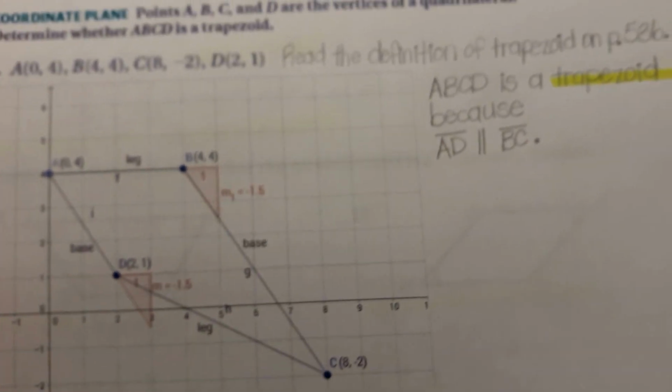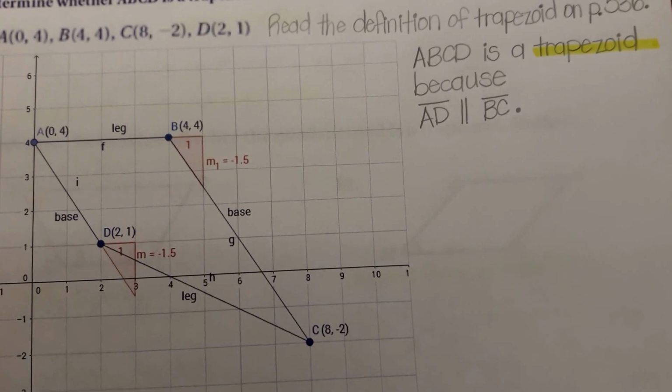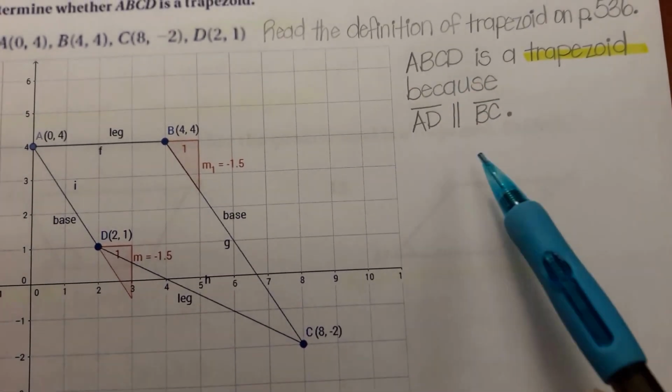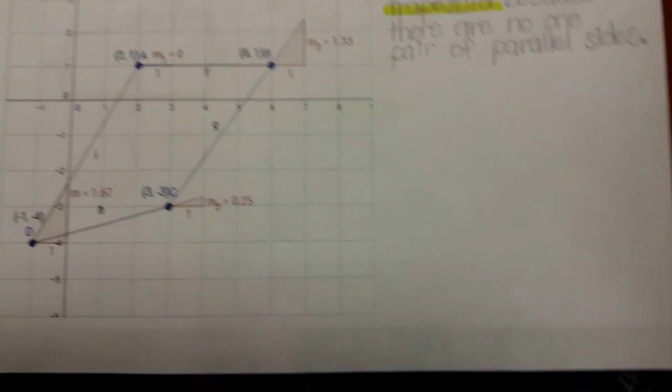So since I have exactly one pair of parallel sides, that means that ABCD is a trapezoid. Look at number 5.